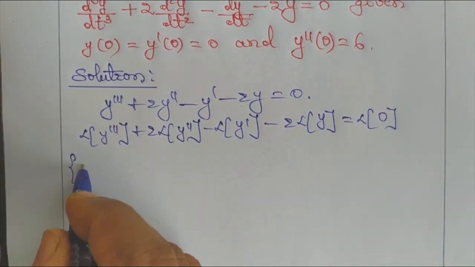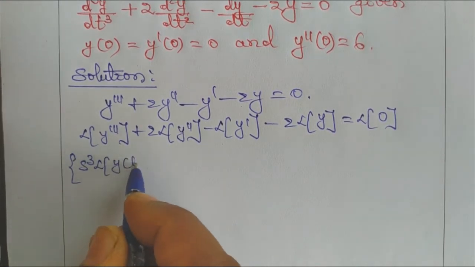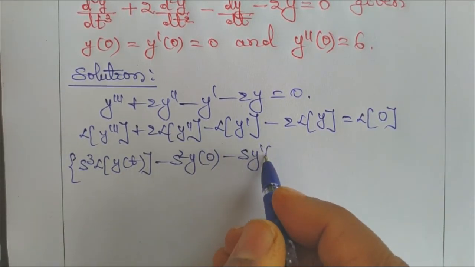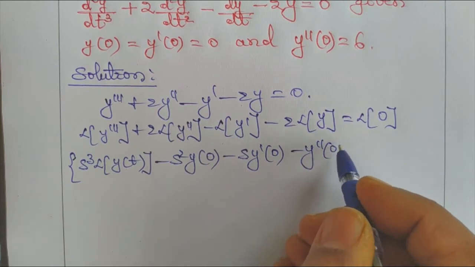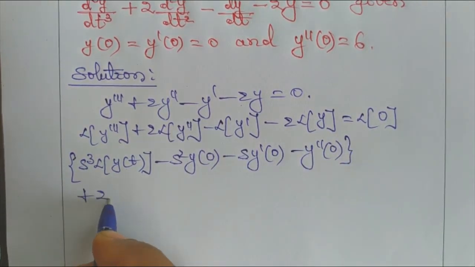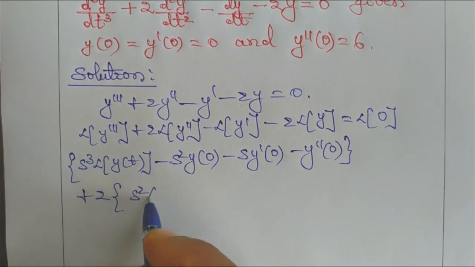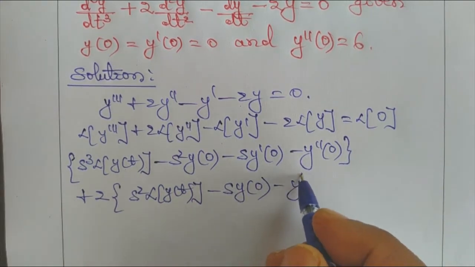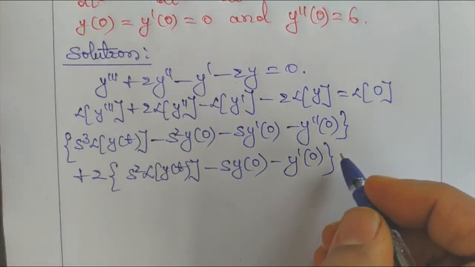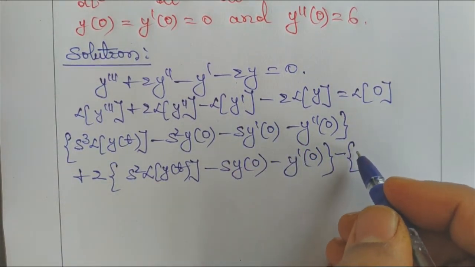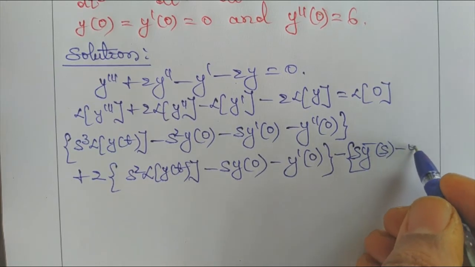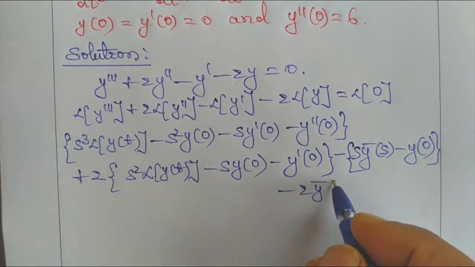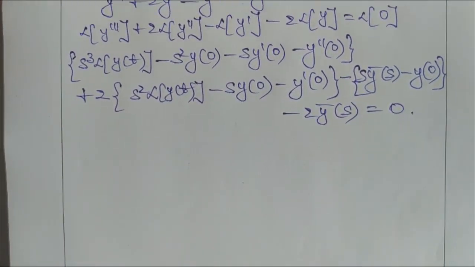Okay, so this is s cube into Laplace of y of t minus s square into y of 0 minus s into y dash of 0, then minus y double dash of 0, then plus 2 into, for this one, s square into Laplace of y of t minus s into y of 0 minus y dash of 0, for this minus, Laplace of y dash means s y bar of s minus y of 0, then minus 2 into y bar of s is equal to 0.